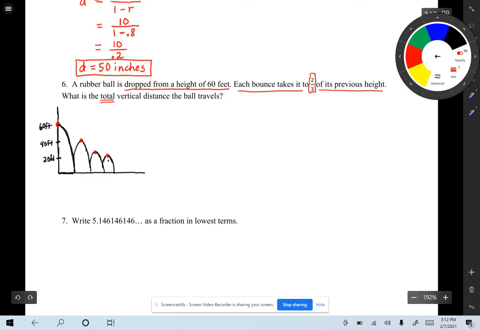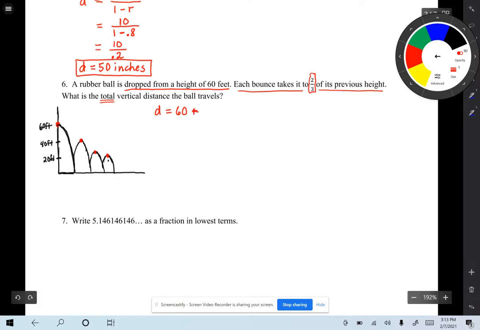But notice what's happening here. You drop the ball, it goes to the ground, bounces, reaches its maximum and comes back down, bounces, reaches its maximum, comes back down, and so on. So there's an up and down motion. So this one's different than the pendulum. So again, we're going to do a distance. So the distance is equal to the initial height that it was dropped from, which was 60.